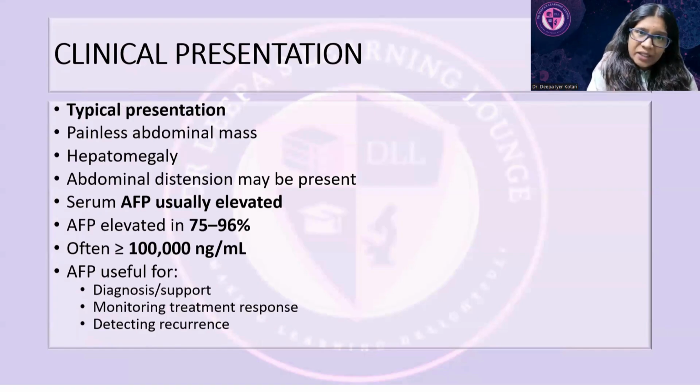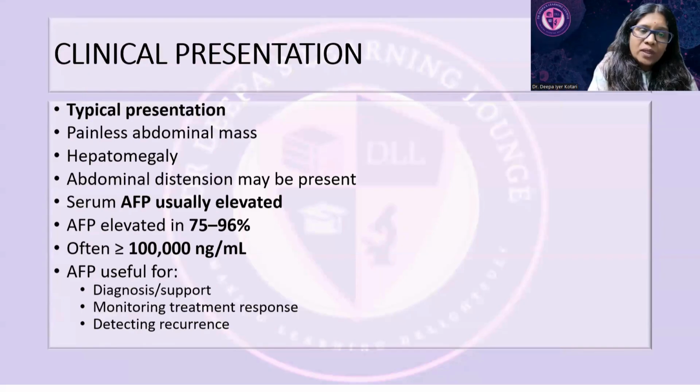The clinical presentation by far is always of a painless abdominal mass that is slowly growing. And the laboratory finding that immediately attracts our attention is alpha-fetoprotein. The alpha-fetoprotein is elevated in roughly 75 to 95% of the cases, and it reaches extremely high levels. It is not going to be a borderline elevation at all. It exceeds about 1 million nanograms per ml.